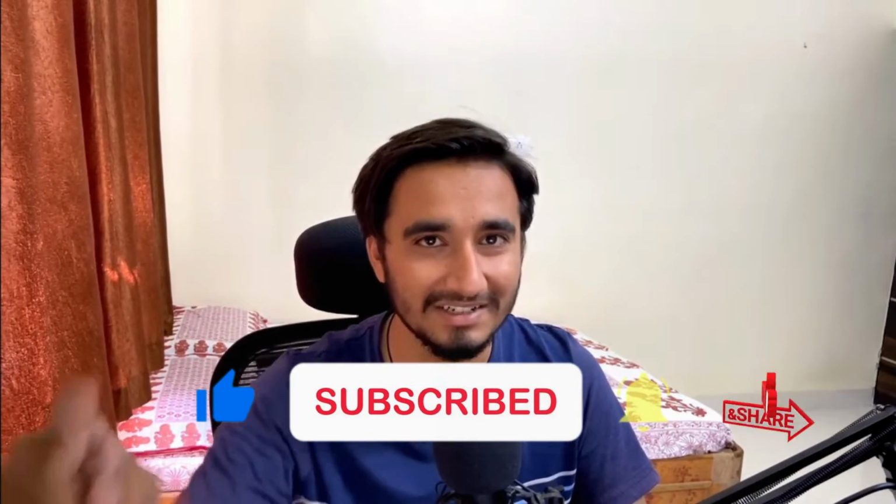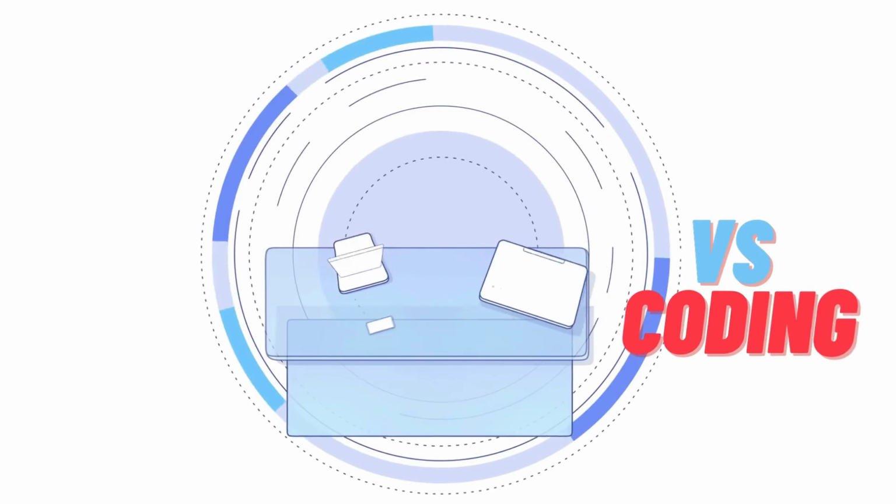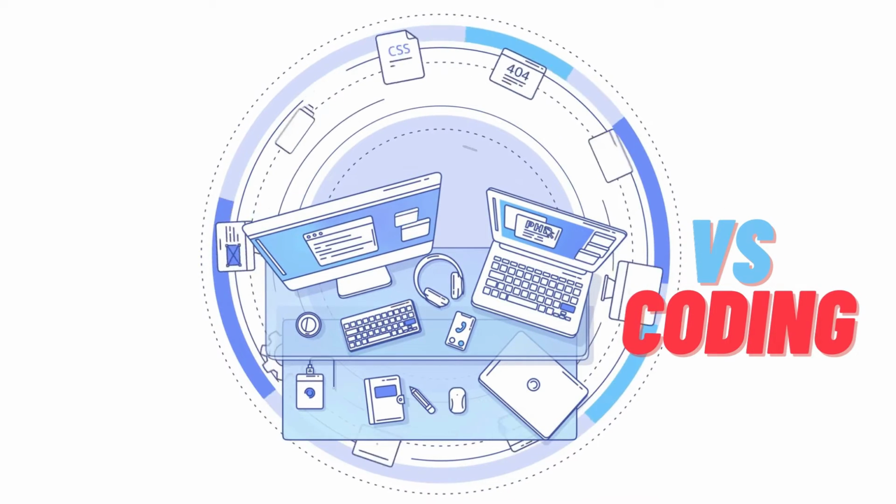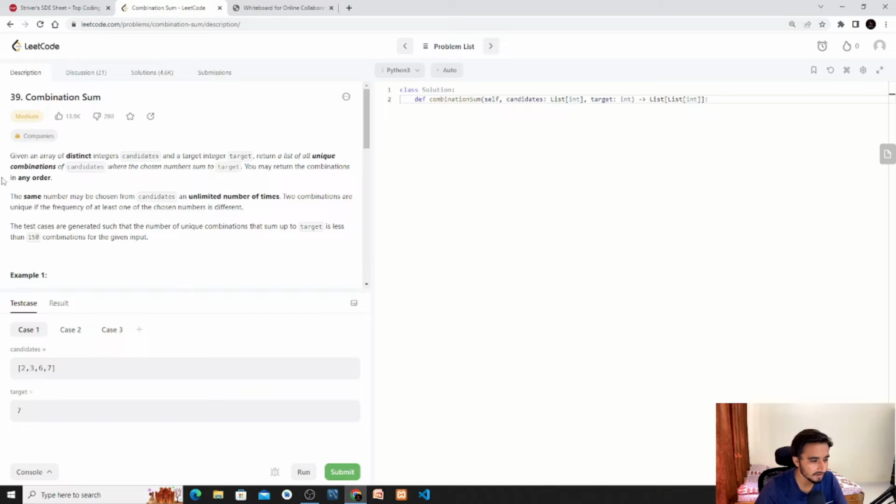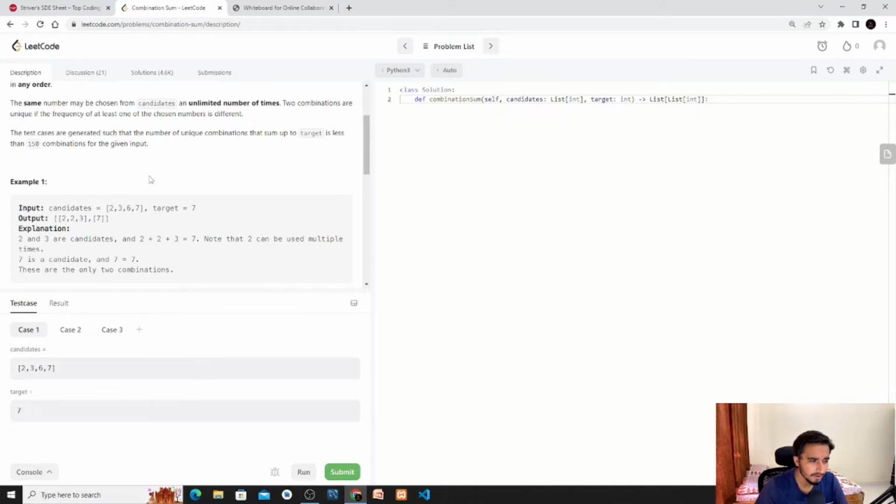Okay, so let's get into it. The question says: given an array of distinct integers and a target integer, return the list of all unique combinations of candidates where the chosen numbers sum to the target. You may return the combinations in any order. Okay, so instead of reading these statements, let's understand by using examples.